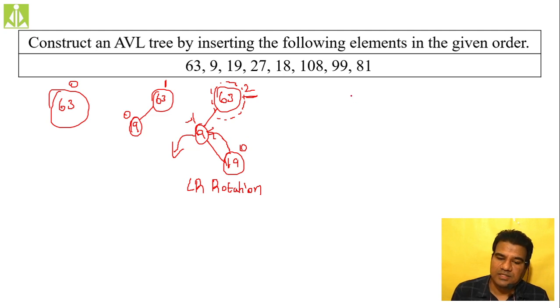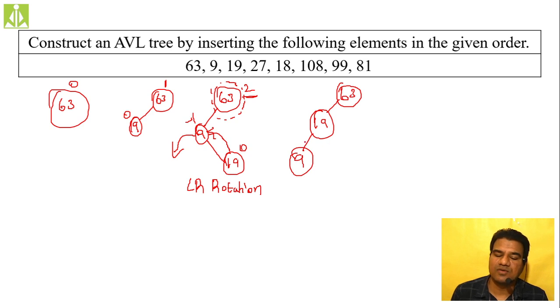So see, 63, then we are saying 19, then we are saying 9. So like this. Now again you calculate the balance factors. This is 0, this is minus 1, no, this is 1, this is 2. 1 minus 0, 1; 2 minus 0, 2. So like this. Still the tree is not balanced because one more rotation is pending, that is right rotation is pending.